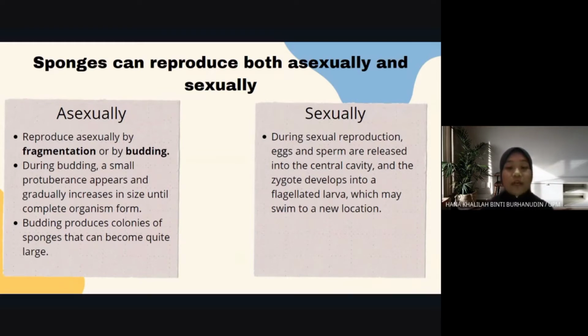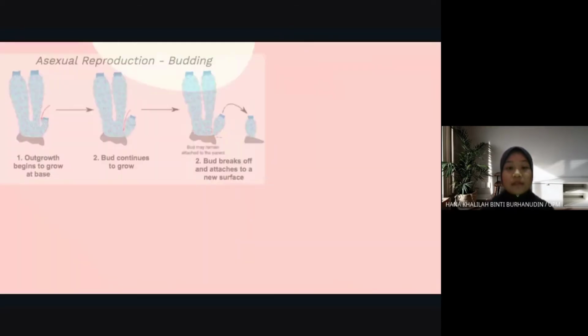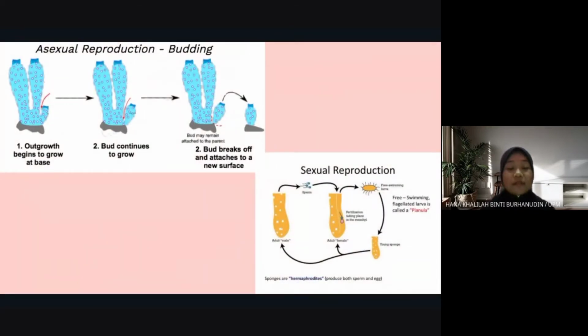For sexual reproduction, eggs and sperm are released into the central cavity, and the zygote develops into a flagellated larva, which may swim to a new location. These are the pictures for asexual reproduction and sexual reproduction.